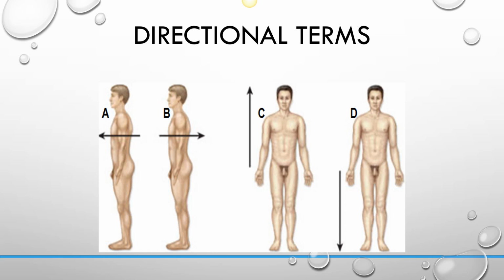Some of the directional terms, and again, I'm going to write these off to the side so that if you wanted to print these, you could use them to study for an exam or quiz with. So this first one is pointing toward the front side of the body. This is known as the anterior. Anterior is to the front side of the body. This is pointing to the back, so that's posterior.